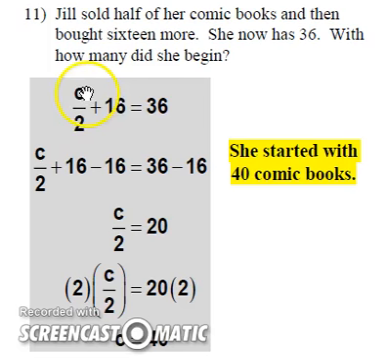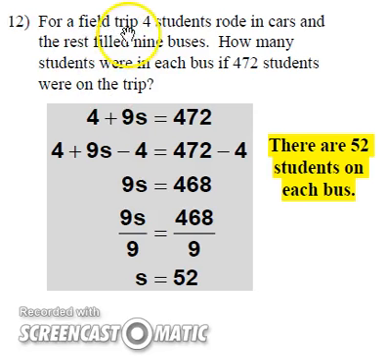If we put it back in, 40 divided by 2 is 20. 20 plus 16 is 36. So it checks. Number 12, for a field trip, 4 students rode in cars and the rest filled 9 buses. How many students were in each bus if 472 students were on the trip?